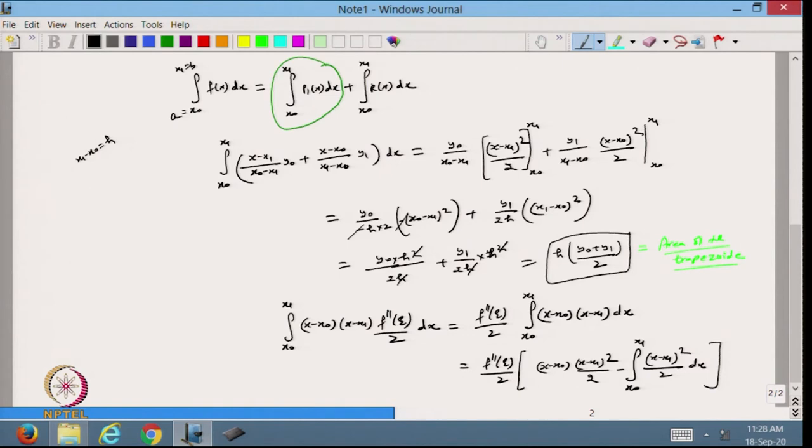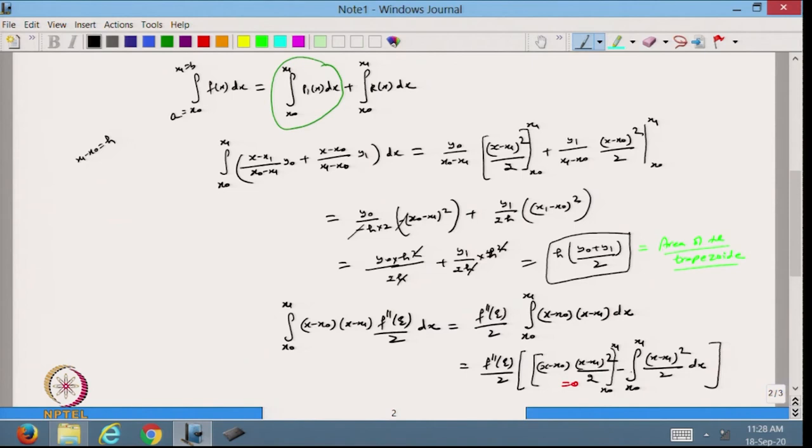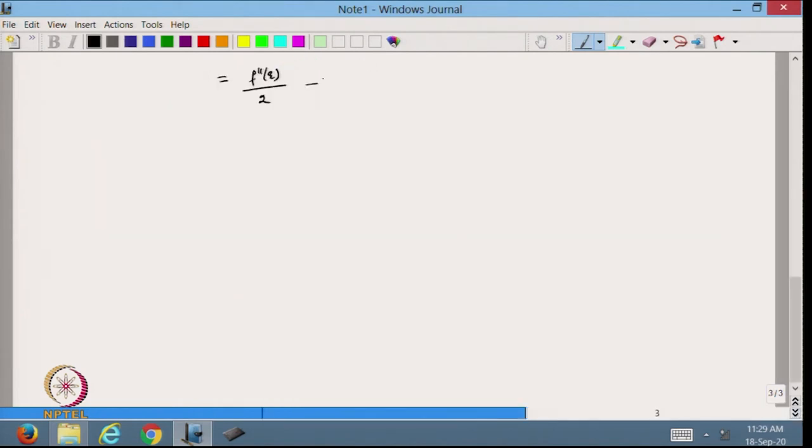Now if I substitute, here also we have to substitute the limit. So if I put x 1, this will be 0, and x 0 it will be 0. So this part will be 0. Now from here I will be left with this value. So from here you can say that we have f double dash xi over 2, and then I will do the integration. This xi I know belongs to x 0 to x 1. So this negative sign, and I will take the integration of this part. So this will be cube by 6, so it will be 6 there.